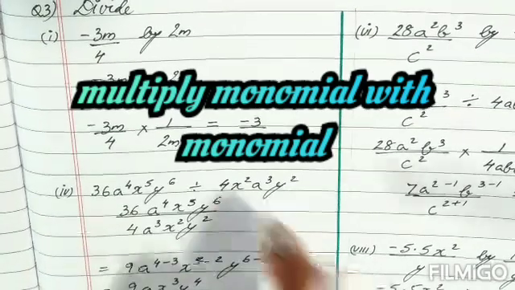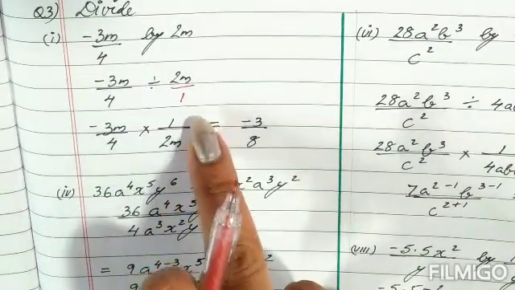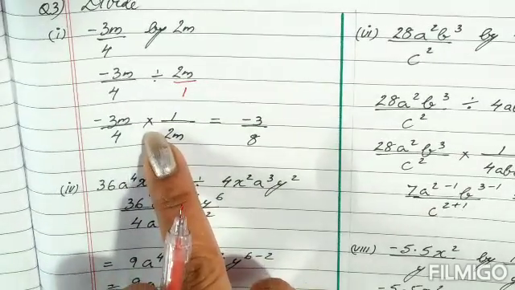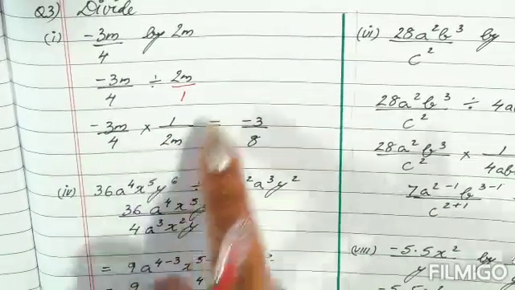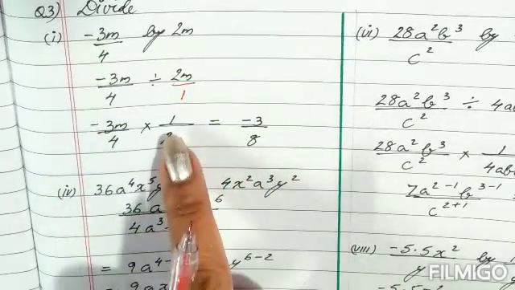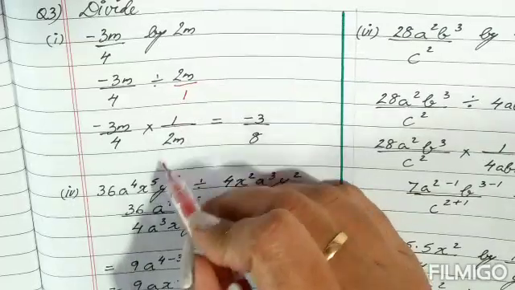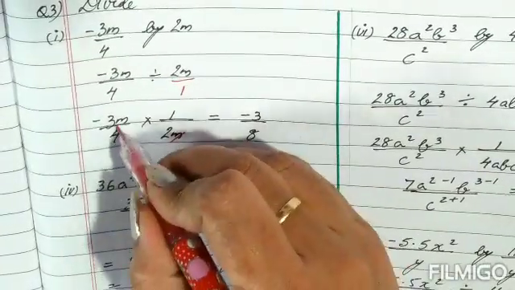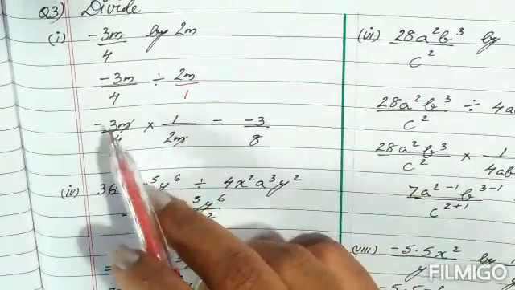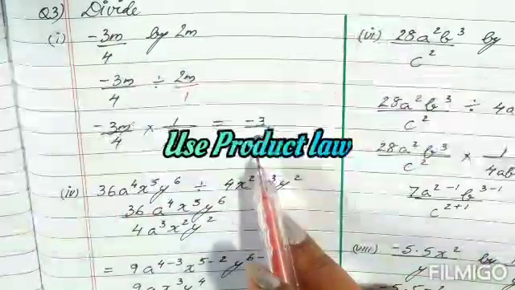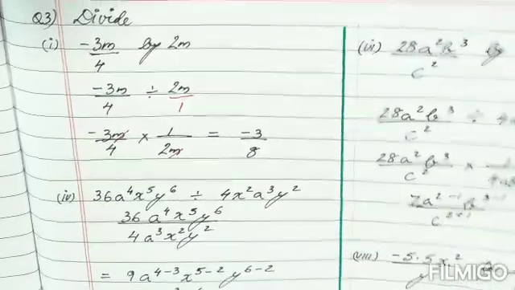Our terms, the monomials that we have, will be in the form of a fraction. Now this division in the next step will change into multiplication because we are going to solve it, and the second term will get reciprocal. So it becomes 1 upon 2m. Now what can we do? No numbers are getting reduced, only m and m can get reduced. So our answer becomes minus 3 into 1 is minus 3, and 4 2s are 8. So this becomes the answer.